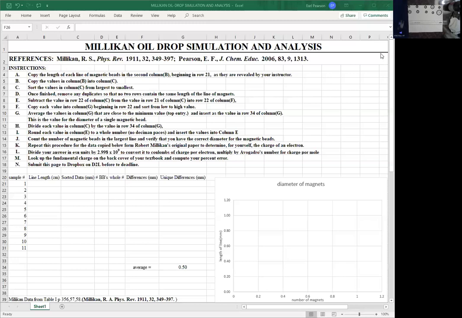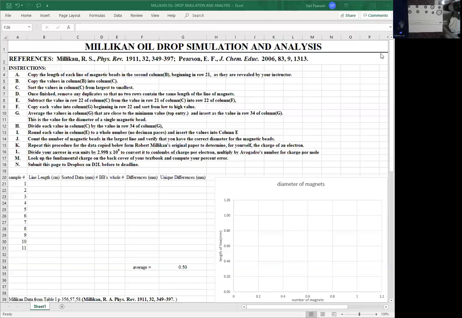This paper is referenced at the top of the page here. It's by Robert Millikan in Physical Reviews way back in 1911. But it is one of the most exciting papers I've ever read. The language is not as stilted as we use today, and you could just feel the excitement that Millikan had when he was moving those oil droplets up and down inside of his apparatus and measuring the charge on them. So it's a very, very good, interesting paper. And if you're interested in the history of science, it would be a good paper to look up and read for yourself.